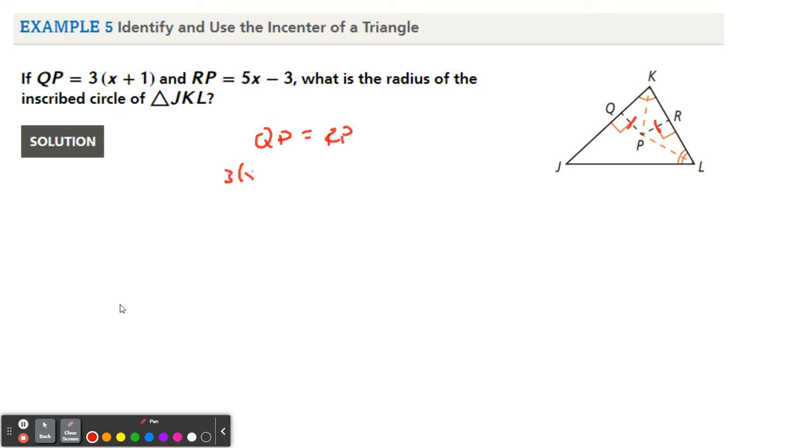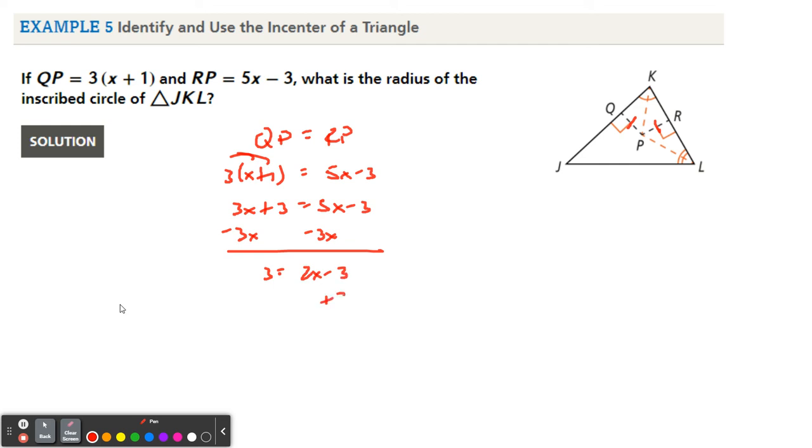So QP is 3 times x plus 1 and RP is 5x minus 3. So we'll distribute. That's 3x plus 3, right? If you distribute the 3 in there, that equals 5x minus 3. I'm going to subtract the 3x to bring the x's to the right-hand side, keep it positive. 3 equals, that's 2x minus 3. I'm going to add 3 to both sides. 3 plus 3 is 6, equals 2x. And then I'll divide by 2. And I get an x value of 3.